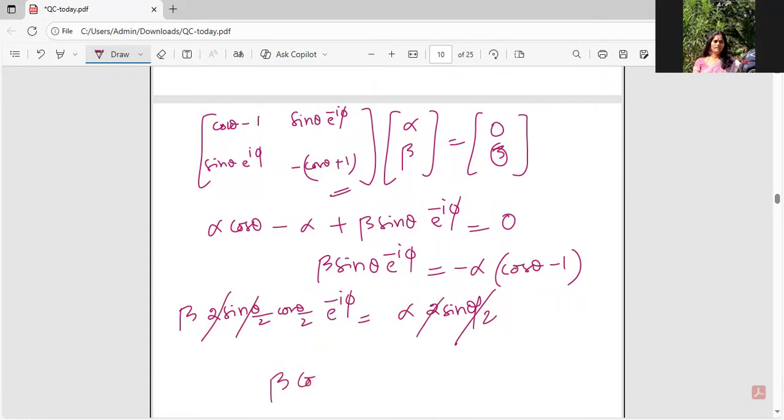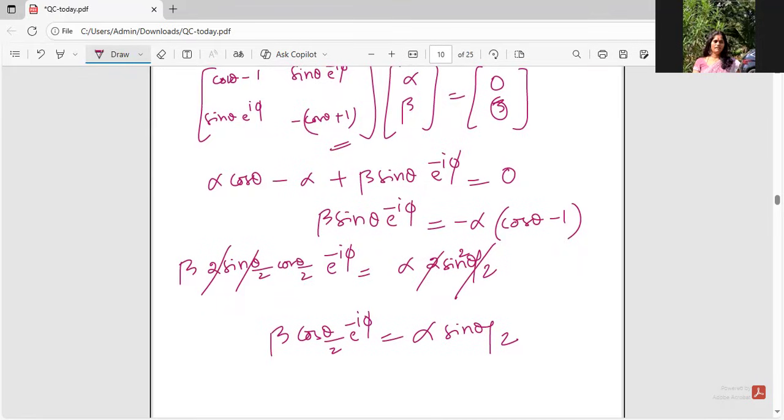Beta cos theta by 2 e power minus I phi is equal to alpha, which is there for me, 2 sine square theta by 2. I'm sorry, sine square theta by 2. So alpha sine theta by 2 will be remaining. Now you see the above equality. I'm saying LHS is equal to RHS. When can this be possible? If you try to correlate, if alpha value is equal to this and beta value is equal to this, then both can be equal.